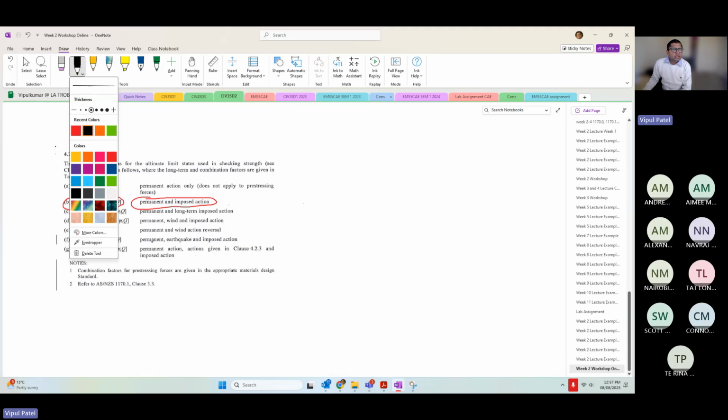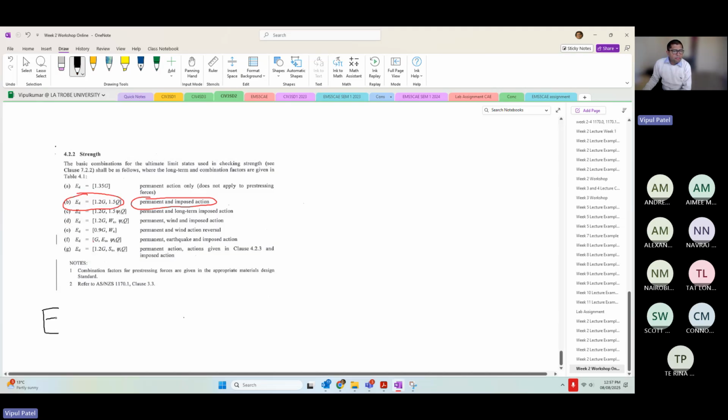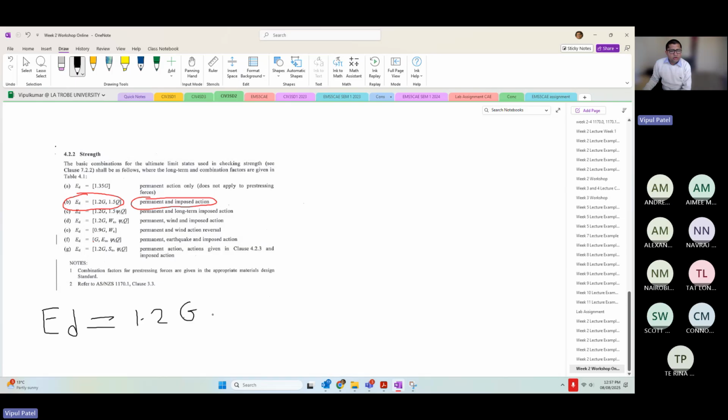So Ed, let's use the same ultimate load. Ed is equal to 1.2G, where G is your dead load, plus 1.5Q. Basically, whatever you have calculated as a dead load, you add 20% on it. Because sometimes you have installed the plasterboard, and you want to remove the plasterboard, you want to put tiles in the first floor, second floor. So this may happen, right? Renovation and all. So this is 20% extra dead load, 50% extra live load.